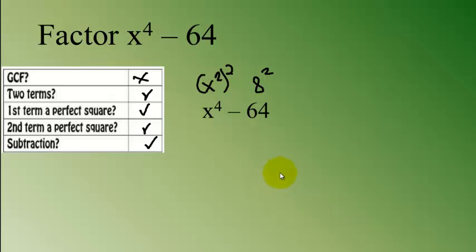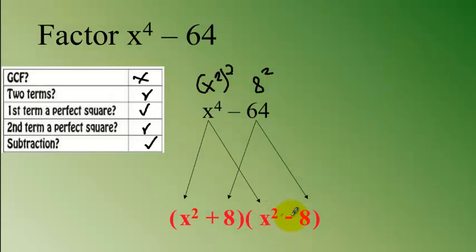So our factors will look like this. So the first term of each factor will be x squared, and the second term of each factor will be 8. In this case, I have x squared minus 8.